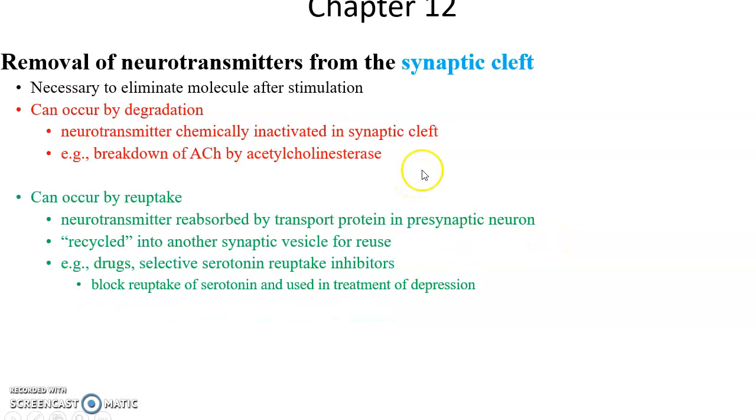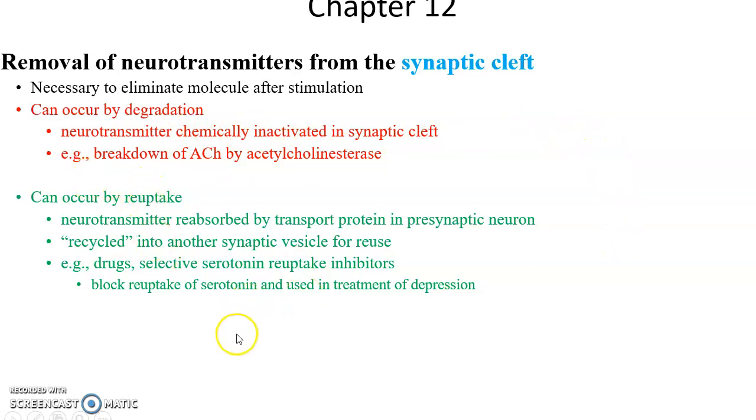So eventually we have to have the neurotransmitters removed from the synaptic cleft. We need to end the stimulation at some point. Ways to do this include degradation. We can have an enzyme, for instance, come in and break down the neurotransmitter. We know this happens with acetylcholine. So acetylcholinesterase will break down acetylcholine, ending the signal from that neurotransmitter.